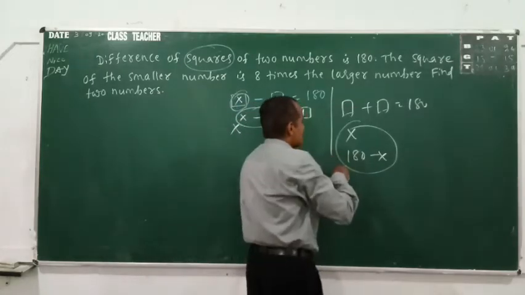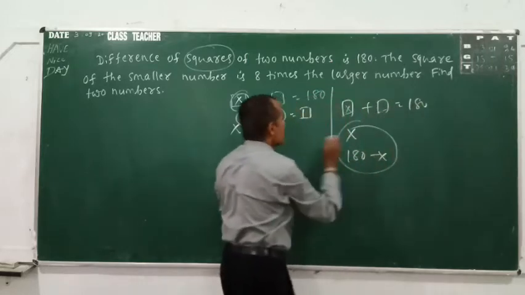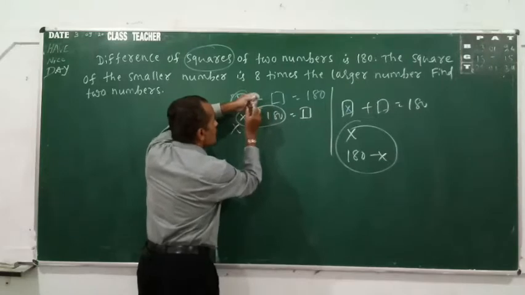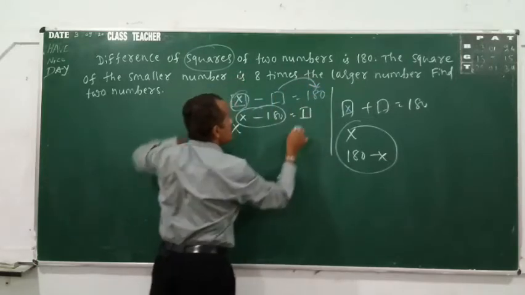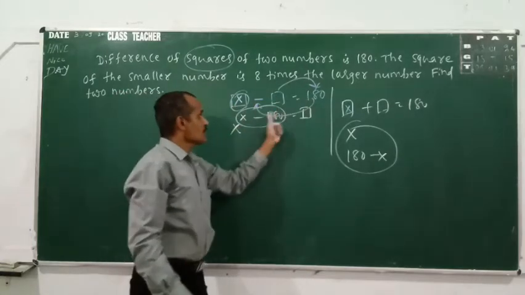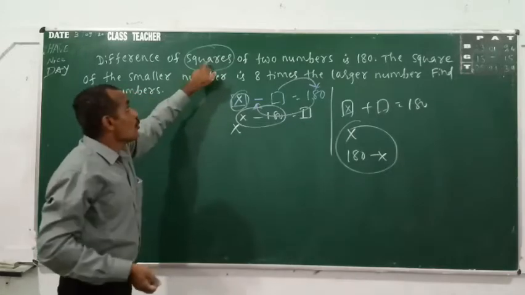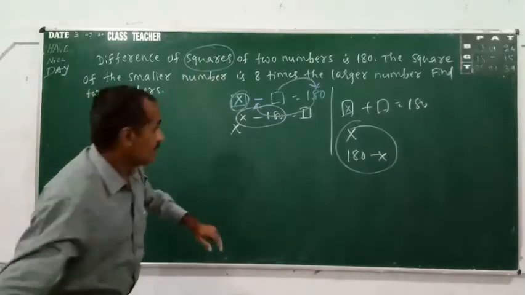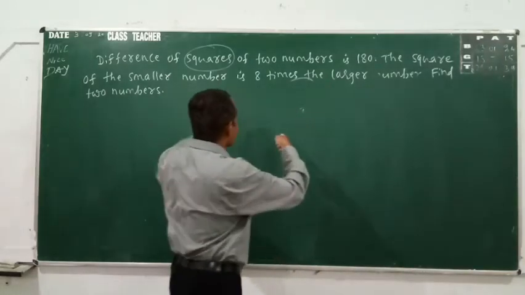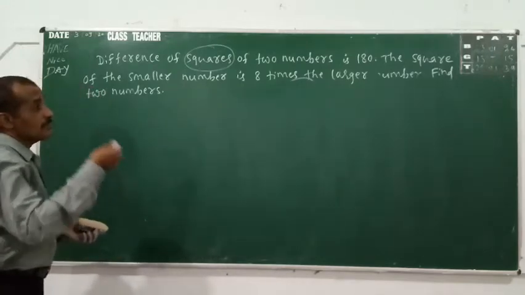First we take this as x. Second number is 180 minus x. Here the first number is x. What about the second number? To find the second number, take this to that side. This will be positive. Bring 180 here. x minus 180 is the second number. This is all when there are no squares. But now the word squares has come, so you can't solve by this method. What will I do? Difference of squares of two numbers is 180.